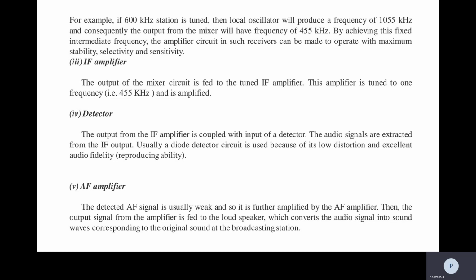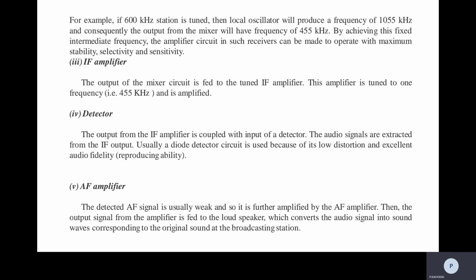Next block is the IF amplifier. The output of the mixer circuit is fed to the tuned IF amplifier. This amplifier is tuned to one frequency, that is 455 kilohertz, and the signal is amplified. So the work of the IF amplifier is amplifying, for increasing the strength.